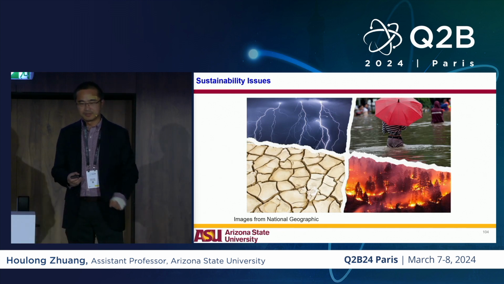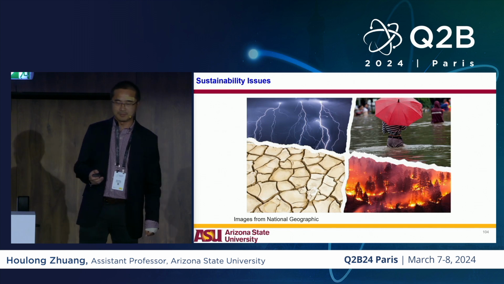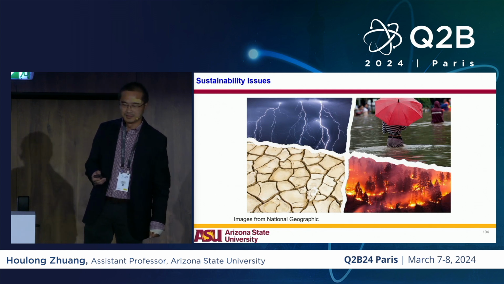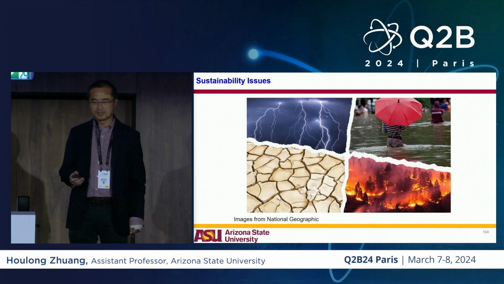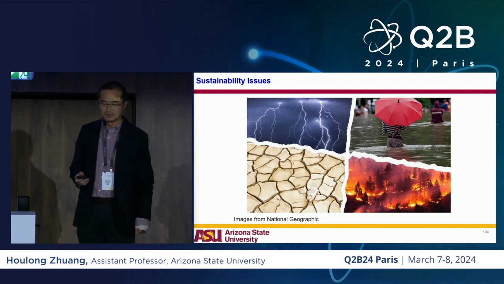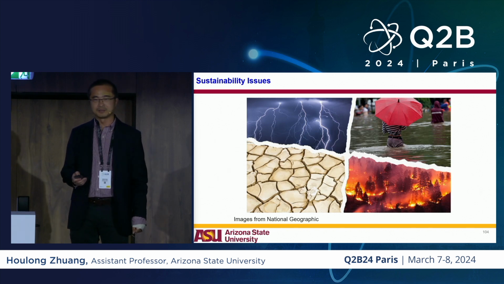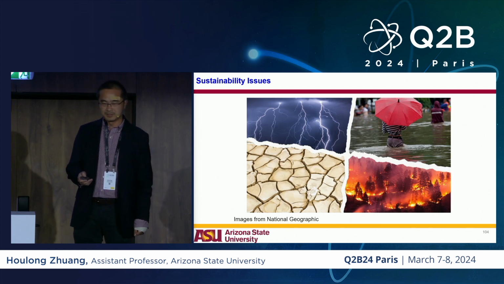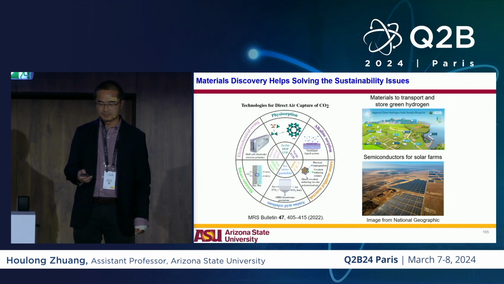So first of all, some background. My group has a mission to help solve sustainability issues. Here are some images related to these issues: extreme weather, flood, drought, and wildfire. We know that these important sustainability issues are related to climate change.